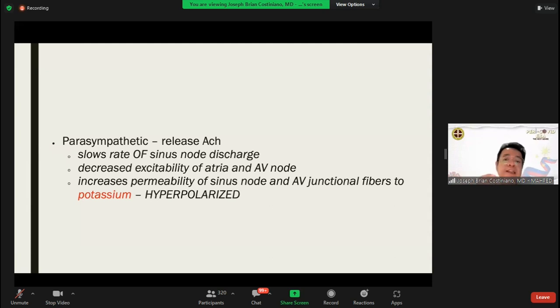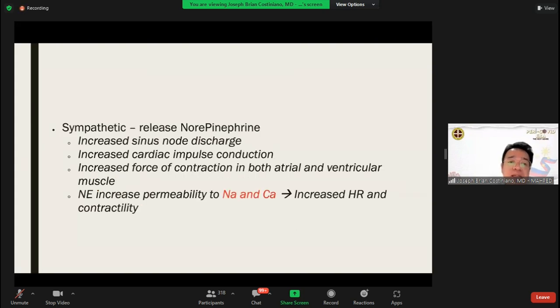Okay? Relaxation. So as you can see, no, ang parasympathetic effects usually confined in the atria, not in your ventricles. All of its effect is in the atria, sinus node, AV node, AV junctional fibers. Okay? So dun po ang effect ng parasympathetic nerve fibers. And the predominant neurotransmitter is acetylcholine.